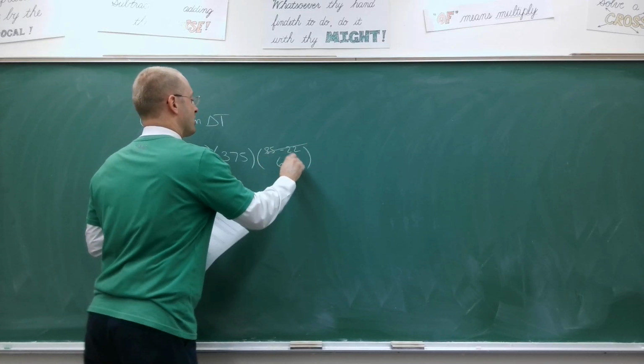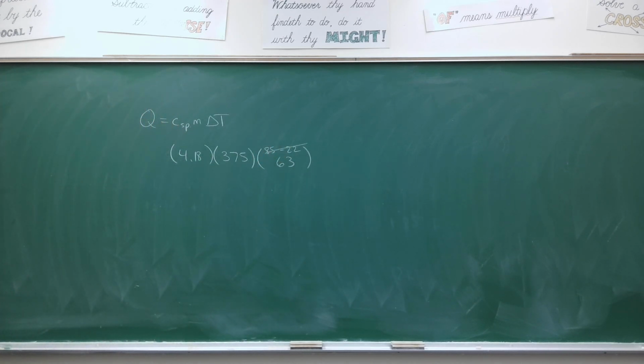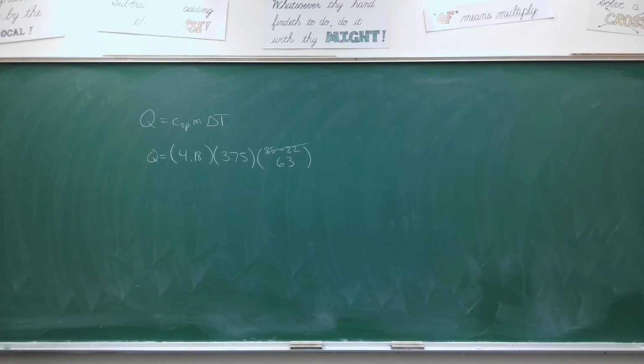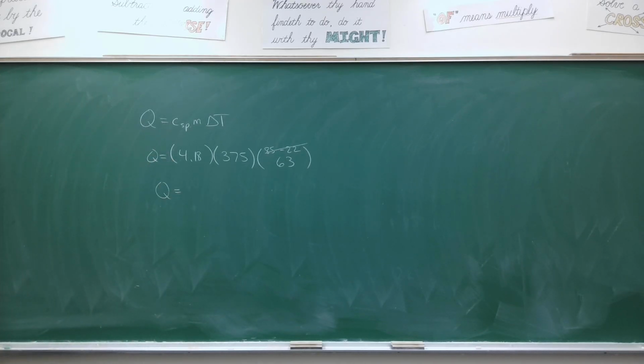63. Good, 63 degrees. We just multiply the numbers together. The 63 times the 375 times the 4.18. You get a really big number. It takes a lot of heat. Fortunately, the microwave can provide that energy there. And what is the heat that must be added to get your water up to the proper temperature? As he plugs it into his calculator.